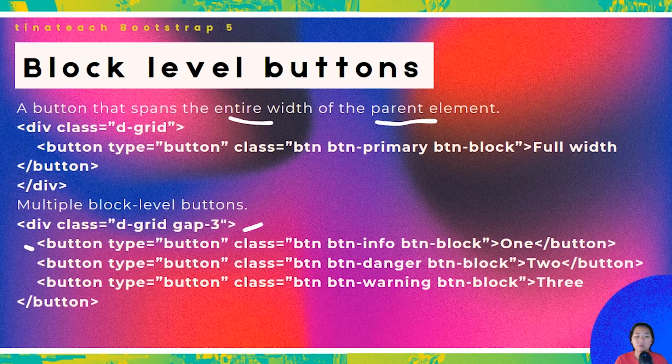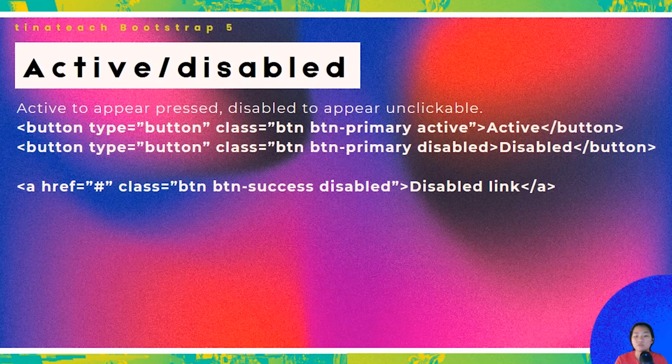So now that we're done with block level buttons, let's move on to active and disabled buttons. These are aesthetic. Okay, active basically lets the button look like it's pressed already. Disabled means that the buttons appear to be unclickable. Okay, so you've seen these two aesthetics quite a lot as you browse the internet, on different types of websites.